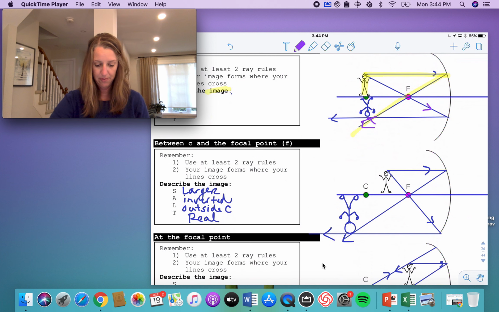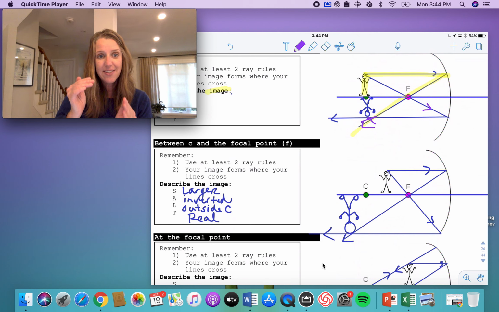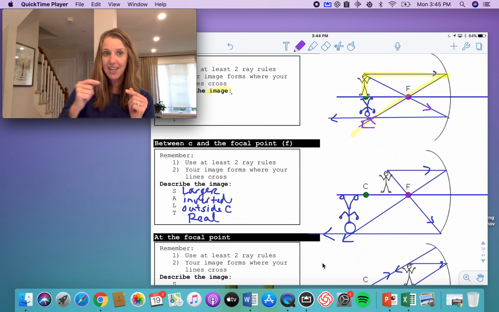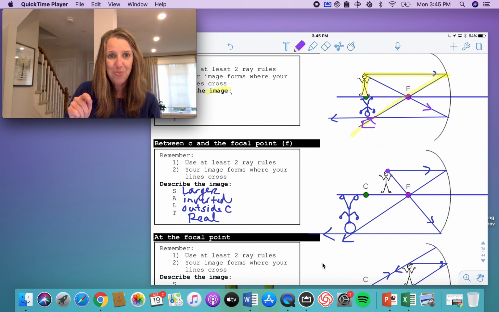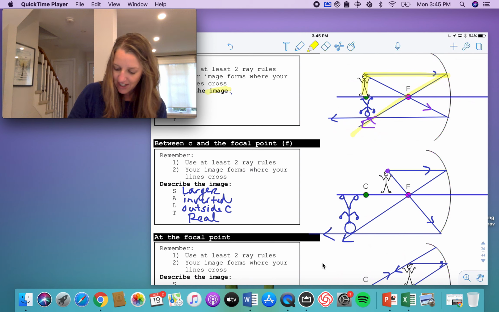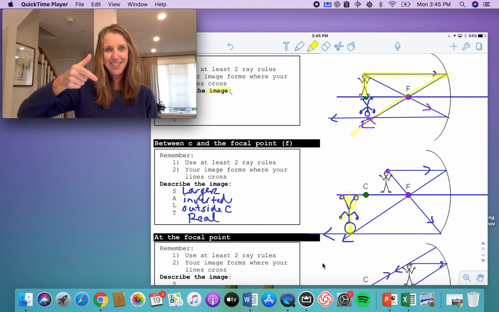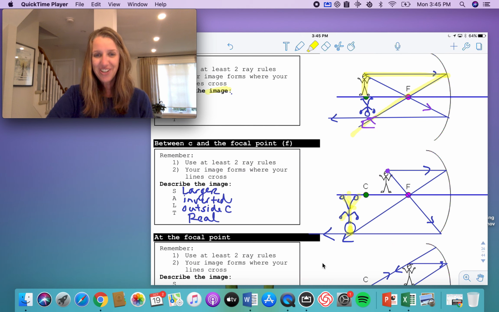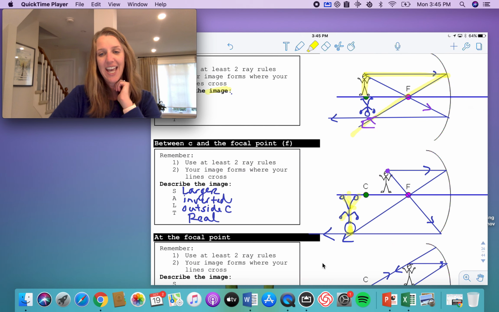Let's look at the next option. What if we move our object now towards the focal point? So if we move them inside and this object is between the C and the F, let's do the ray rules and see where they are going to meet. Again, we're looking for where the reflected rays meet. That is going to be the top of the image if I shine my rays from the top of my object. Parallel, through the focal point, through the focal point, parallel, they meet down here, and then your image goes upside down. It's larger, isn't it? You could use your ruler if you need to, but I can eyeball that and say it's larger. Inverted, outside of the curvature, and this again is a real image.